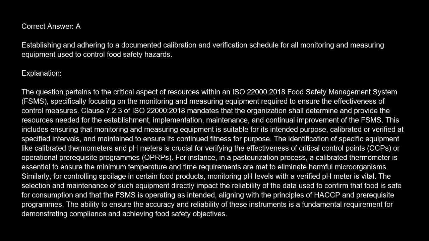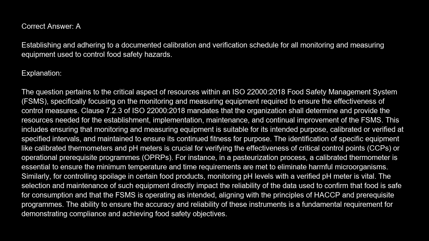Correct answer is A. Establishing and adhering to a documented calibration and verification schedule for all monitoring and measuring equipment used to control food safety hazards. Explanation. The question pertains to the critical aspect of resources within an ISO 22000:2018 Food Safety Management System, FSMS, specifically focusing on the monitoring and measuring equipment required to ensure the effectiveness of control measures. Clause 7.1.3 of ISO 22000:2018 mandates that the organization shall determine and provide the resources needed for the establishment, implementation, maintenance, and continual improvement of the FSMS.